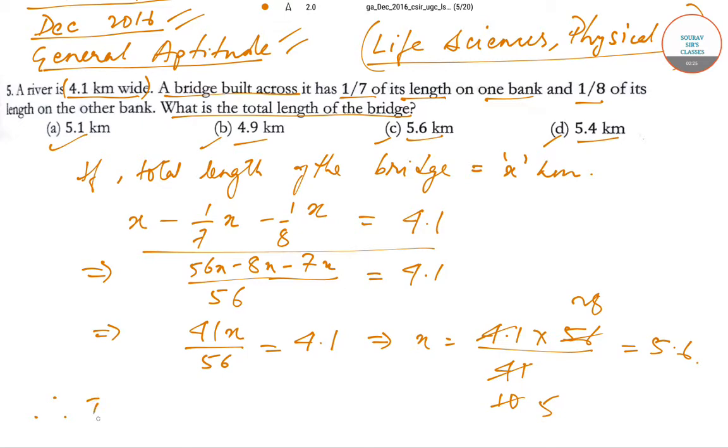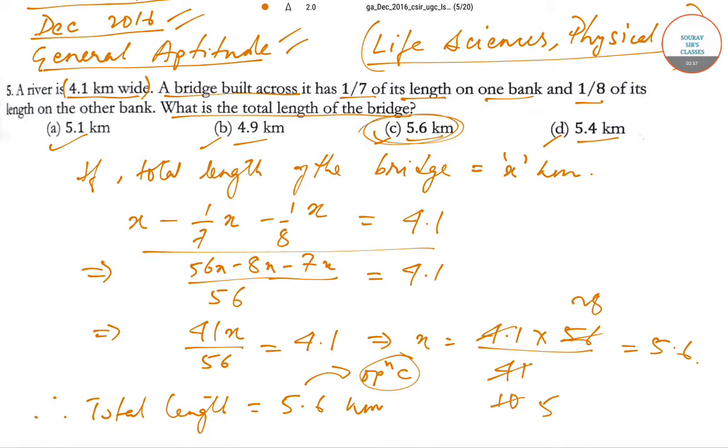So therefore the total length of the bridge is equal to 5.6 kilometer, which is the option C. So option C that has been given over here is the correct option.